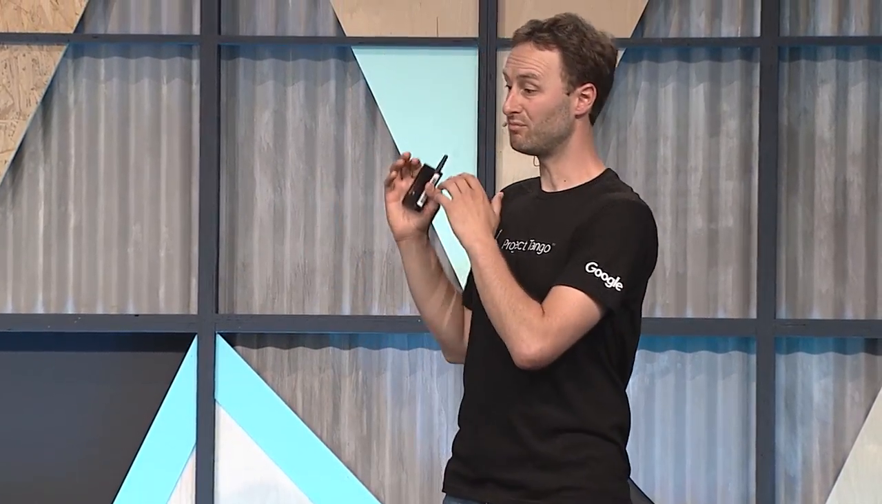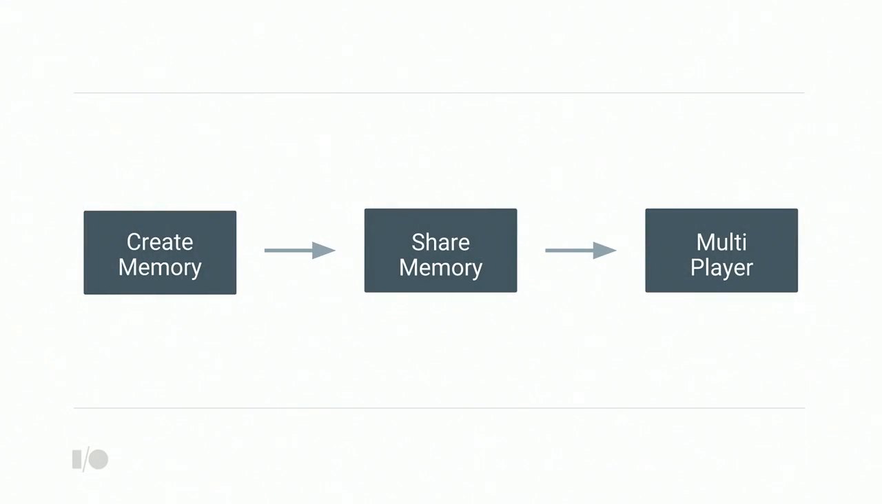So let's jump to the next example. How do we build a multiplayer game? This is a little bit more involved. It includes 3 different steps. First, we will create a memory of, let's say, your living room. Then we will share that memory with all the devices, and then you play your game.